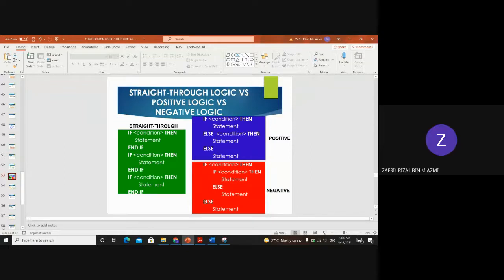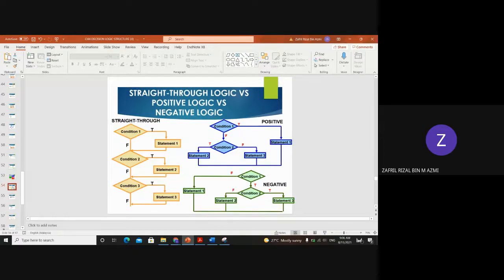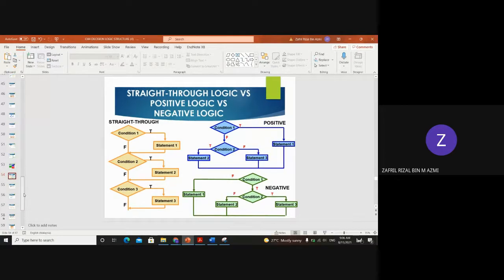Okay, so this is the conclusion of the comparison: straight through, positive and negative. In terms of general design, positive and negative logic, we minus 1 the condition, whereas in straight through logic we put all the conditions in the design, which is not good.